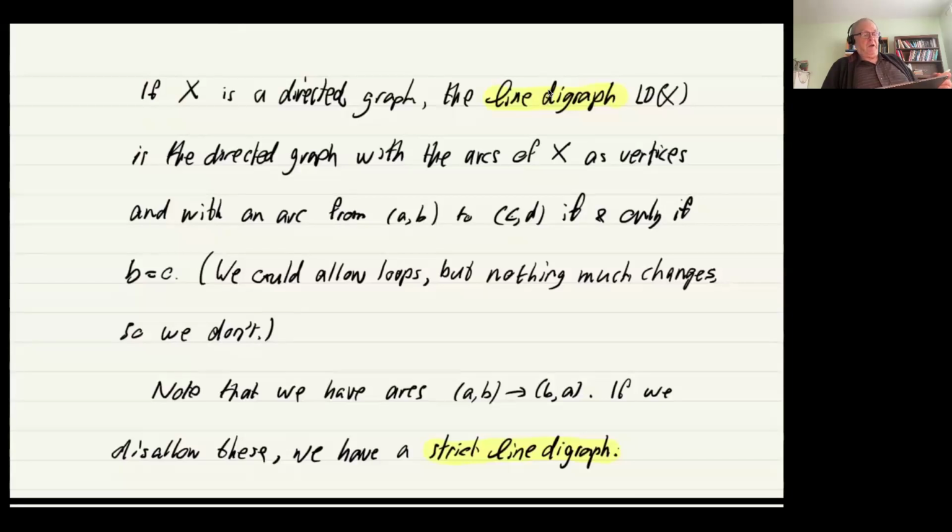Now, we could allow X to have loops, but it simply changes nothing, so I'm not going to bother. Okay, so X is a directed graph with no loops. It could have multiple edges, multiple arcs. That's not a problem.